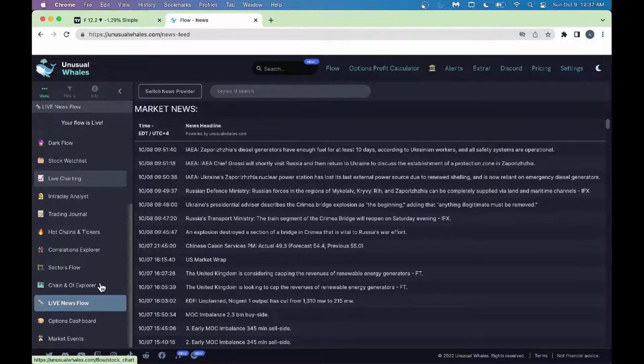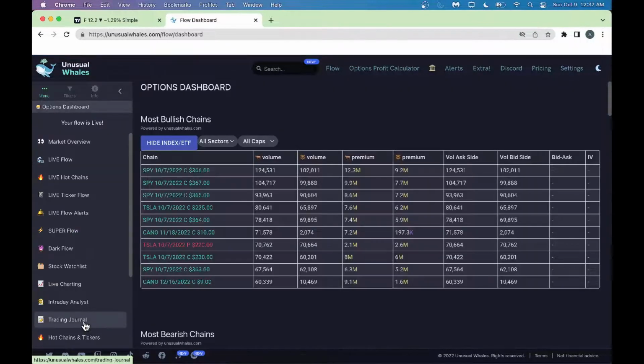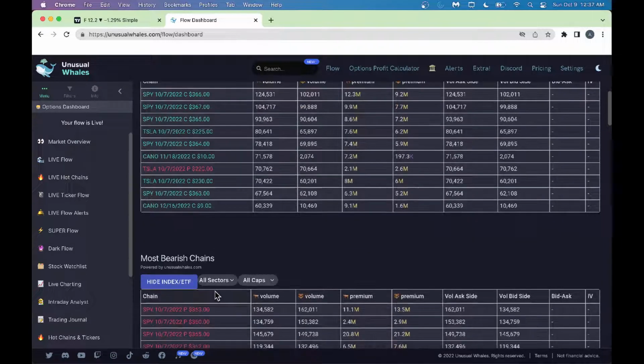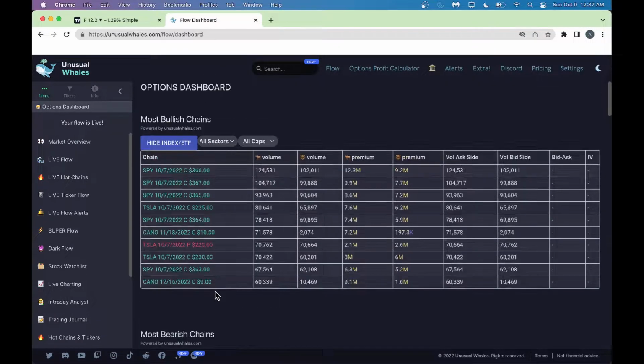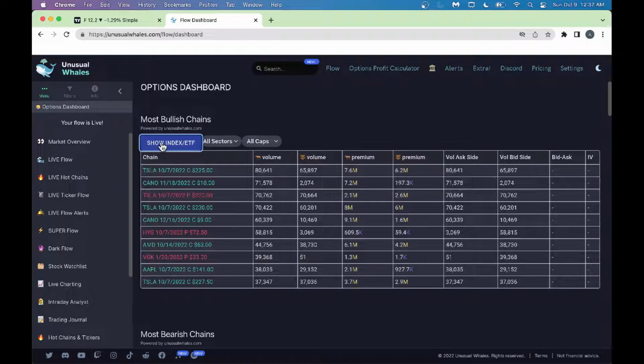All right, so now we got options dashboard. You could look at options dashboard here, and it tells you bullish, bearish, all caps. I think by looking at this, you know what's bullish, what's bearish. Look, we got here a nice option chain, most bullish chains. You could also click on hide ETF here. If you want to trade options and you don't know what to trade, you can just look at this here and go from there. These are the very hot chains right now.